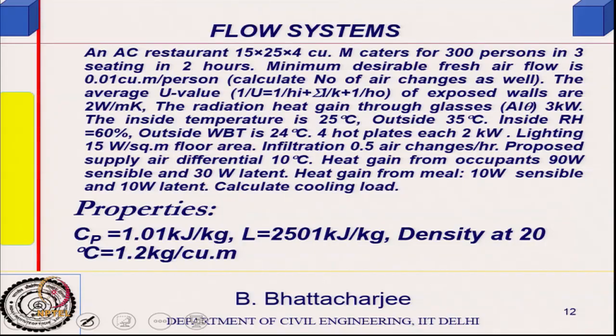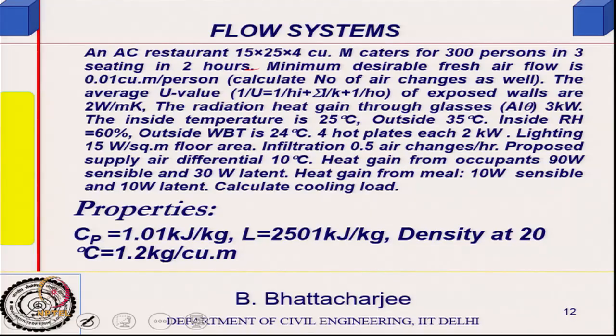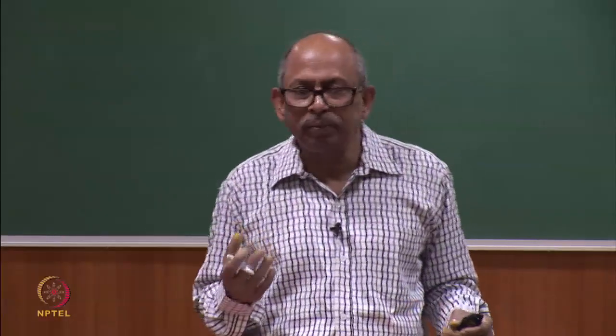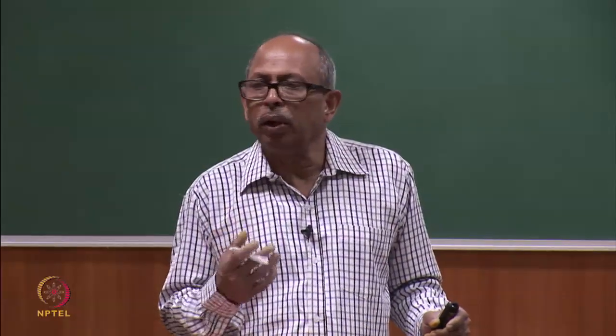Let us look at an example problem. For example, you have an AC restaurant of size 15 by 25 by 4 meter cube, and 300 persons in 3 sittings in 3 hours. Well, this is only to find out how many people are sitting at a time, right. Minimum desirable fresh air flow is 0.01 cubic meter per person, because that is what you must supply to remove carbon dioxide and for all hygienic requirements.